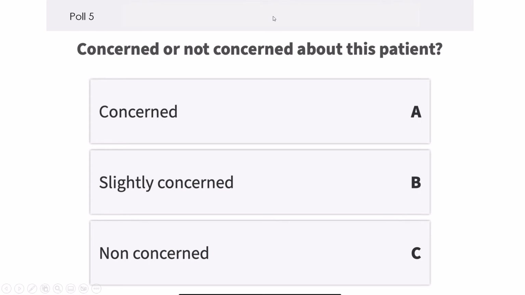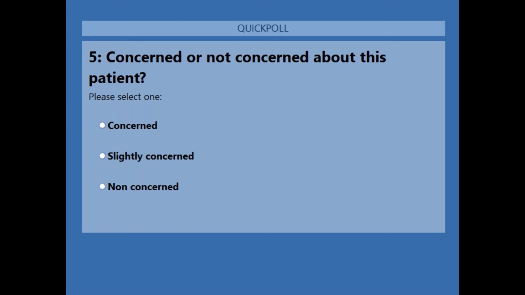Let's go ahead and launch poll number 5. Are you concerned? Are you slightly concerned? Or are you not concerned in this 63-year-old male patient? So again, last one, case number 1, we were 70% concerned, 26% slightly concerned, and 3 or 4% not concerned. So we were heavily leaning towards the concerned side. We'll see what you guys are thinking for case number 2.